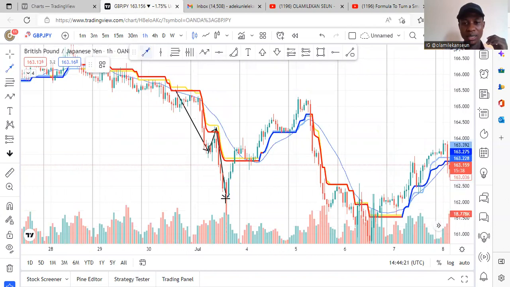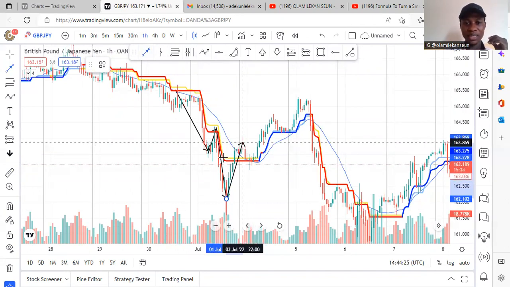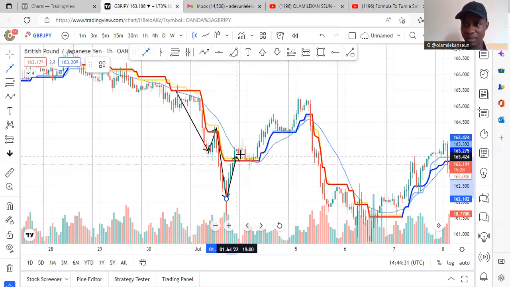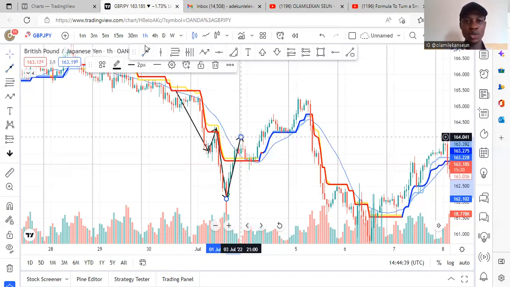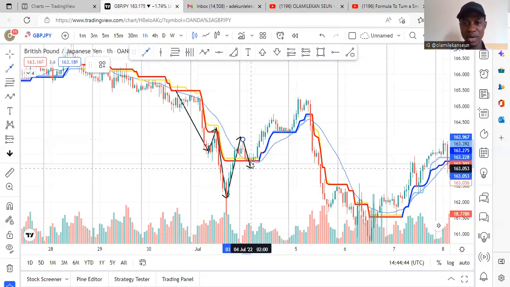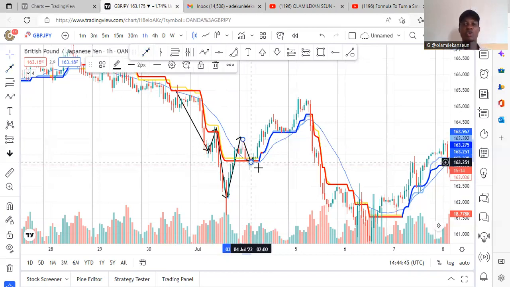And then the market came back down and tested this previous support, now a resistance. The market broke the resistance and then came all the way to this point. The market came back down and created something.